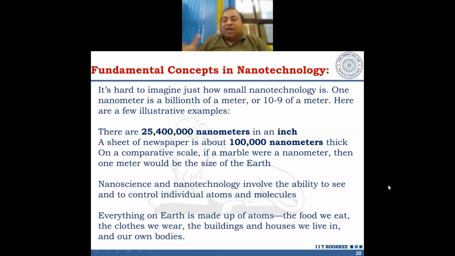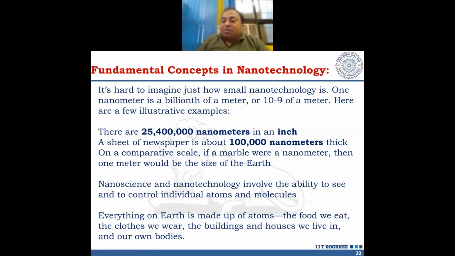So those three examples will show you the smallness of nanoscale. Nanoscience and nanotechnology involve the ability to see and control individual atoms and molecules. It is not only to look at, but it is the ability to visualize as well as to manipulate, to control the individual atoms and molecules.